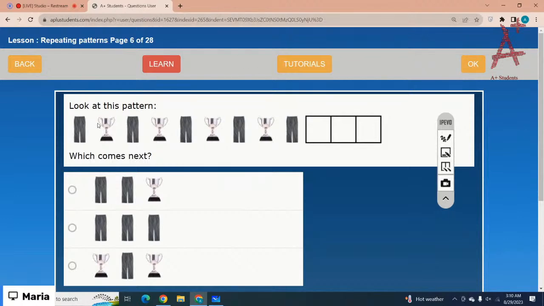The pattern starts with a pen and a cup, a pen and a cup, and it keeps repeating. Here you have a pen. So that means the next one would be cup, then pen, then cup. The correct option is this one, cup, pen, and cup. Option number three is the correct option.